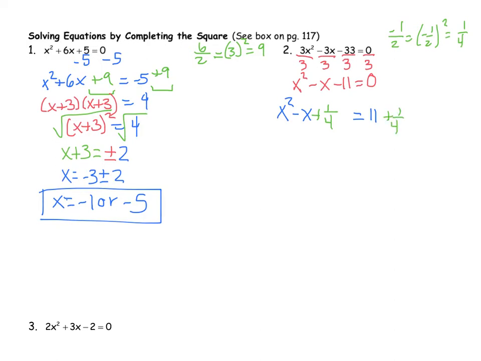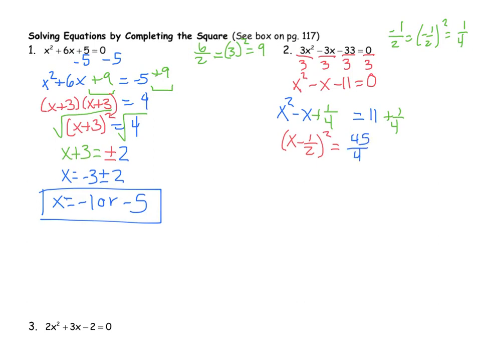Now, you may be thinking, I have no idea how to factor x squared minus x plus 1/4. The good news is you don't really need to. If you noticed on our last problem, the part that we had in parentheses led us to our parentheses right here. So the same thing is going to happen when we're looking at our new problem. The part that's in the parentheses here is going to lead us to our parentheses here. So this actually factors x minus 1/2 squared equals 11 plus 1/4, which is 45 over 4.